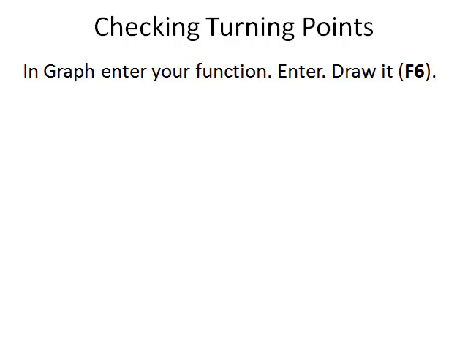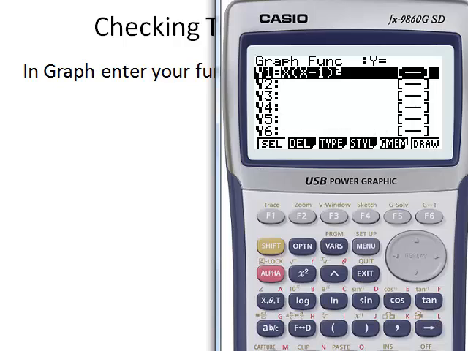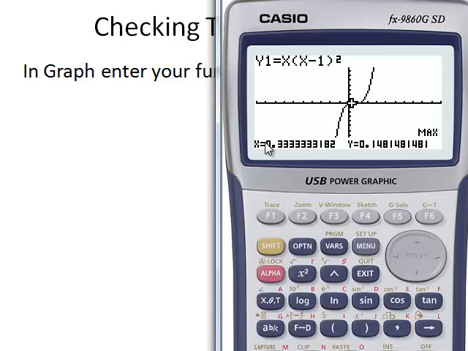Now you can check turning points the same way, except that it doesn't give you the y value at the time, it only gives you the x value for your turning points. So we can do that graphically instead, and to do that we take our function, enter it, and draw it. In graphs, I've already entered one, x times (x minus 1) squared, and I draw that. Now if I want to find the maximum, G-Solve, Max. So the maximum is at x equal to 0.33333. That is almost certainly a third, and there's my y value, 0.148148.